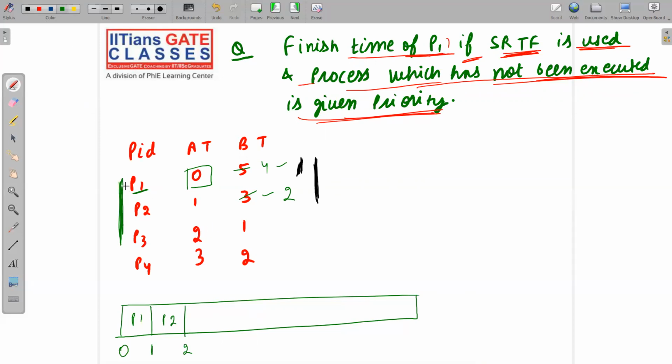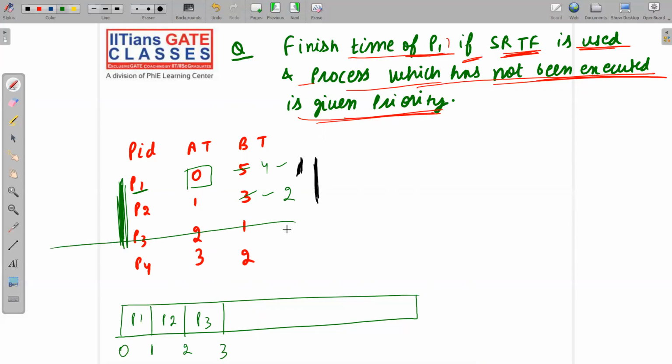At time 2, I have 3 choices, P1, P2, P3. Which process will be executed? The one with the least remaining time. They have 4, 2 and 1, so 1 is the least. So P3 will be executed next. Till what time? Obviously its burst time is 1 only, so at time 3 it is going to be over. Let me cross it.